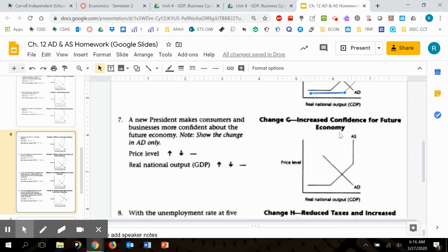A new president makes consumers and businesses more confident about the future economy. People will spend more. So that's going to show up as an AD shift, right?